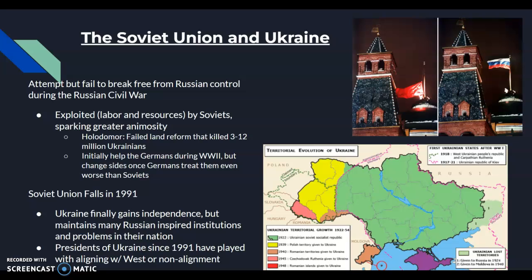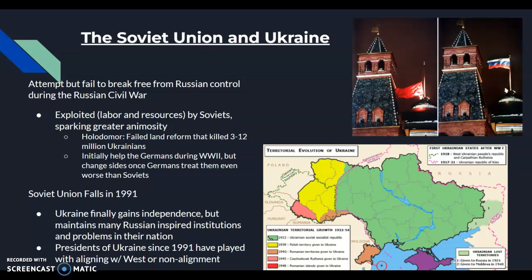Now, the Russian Civil War is a pretty complicated topic in its own right, but basically, there are different political factions vying for the future of Russia, trying to figure out what the future of Russia is going to be. You have the monarchists, you have the communists, and basically Ukraine sided with the communists, so they ended up being on the losing side of the war.